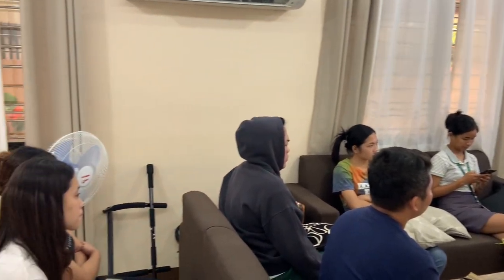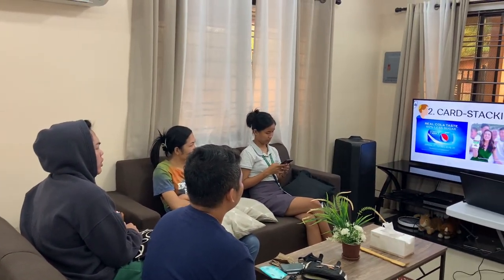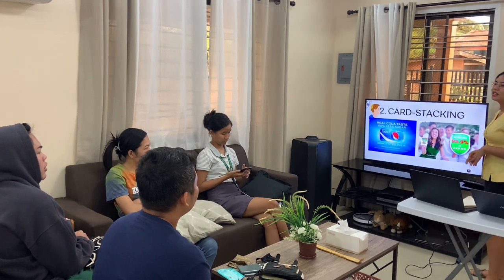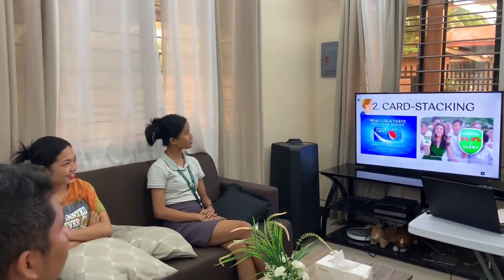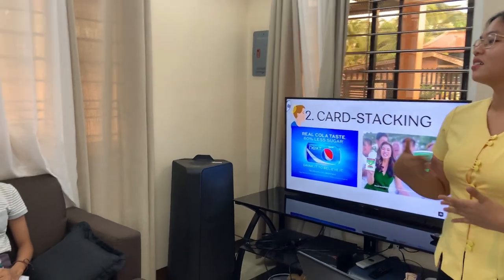Can you read the first example, Mr. Berkilia? Real cola tastes 60% less sugar. Drink it to believe. And how about the second? Removes 99.9% of sugar. What have you observed from the examples given? There are numbers. Yes. What else? I get your point. Yes, I catch your mind. It is unbelievable, right? Miss Alamis, thank you so much for that great idea.